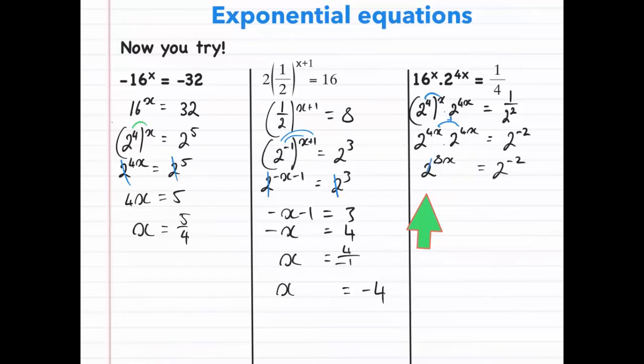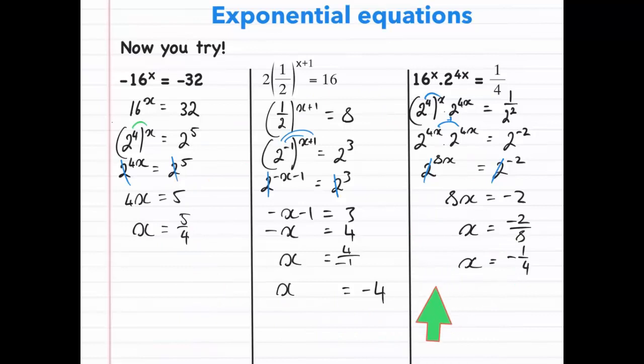And now the bases are the same, so now I know that 8x equals minus 2, x equals minus 2 divided by 8, so x equals minus a quarter. And that is all there is to it.